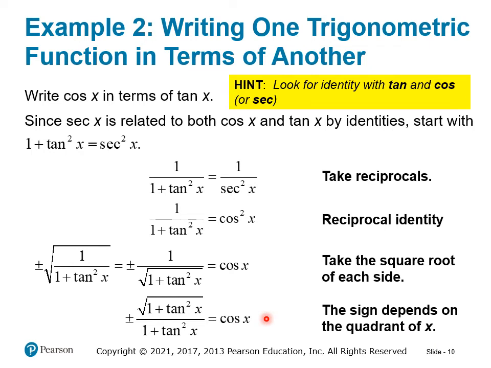So we get cosine x equals plus or minus the square root of 1 plus tangent squared x over 1 plus tangent squared x. All right. Again, what we're doing here is looking at the two functions, trying to find an identity that has just those values or is a reciprocal value because those are easier to plug in. Okay.